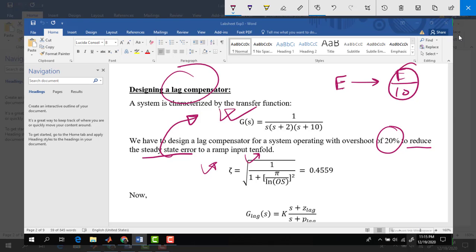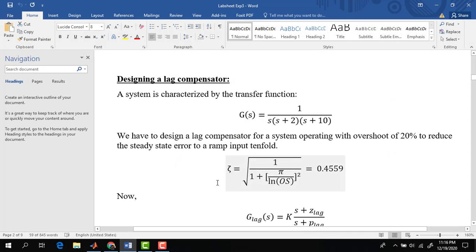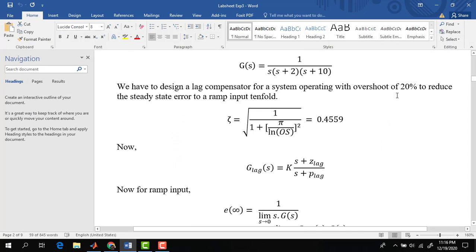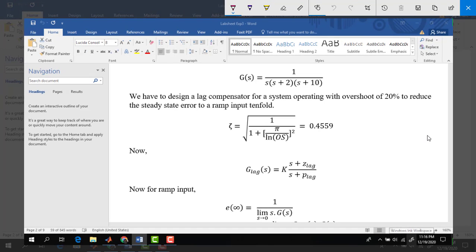The first thing that we need is we have to calculate our zeta from this overshoot. We already know the formula. Let me just carry this out for you. So we know that the percent overshoot is 20. So OS is basically 0.2. So the formula of OS is e to the power minus pi zeta root over 1 minus zeta square. So you can just do some calculations, use some ln here, and it's just basic algebra.